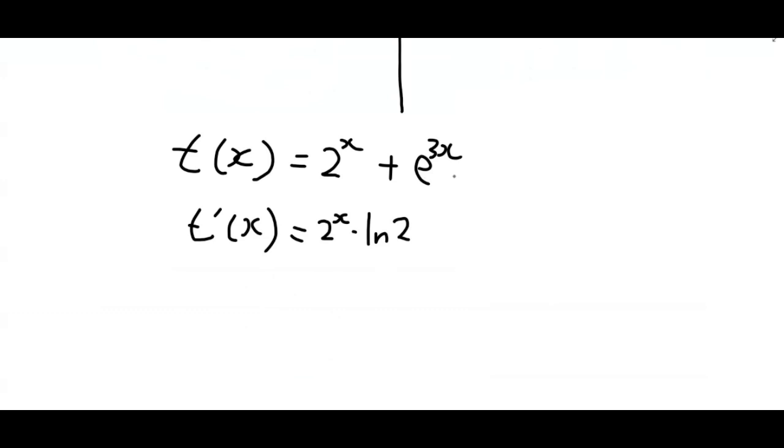And don't forget to apply the chain rule here. So I'm going to add e to the power of 3x and then multiply it by the derivative of 3x with respect to x. So 3. So I'll clean this up here. So t prime of x is equal to the power of x ln 2 plus 3 e to the power of 3x. Okay? All good.